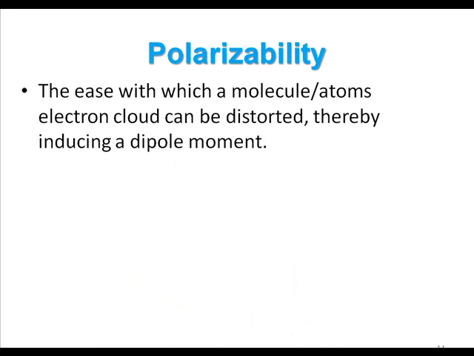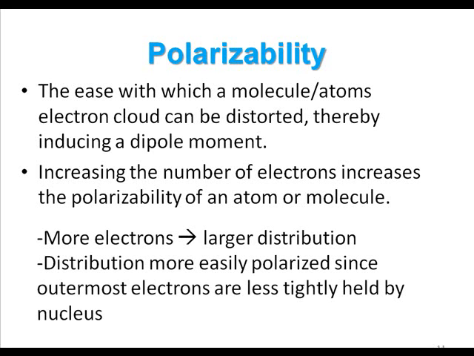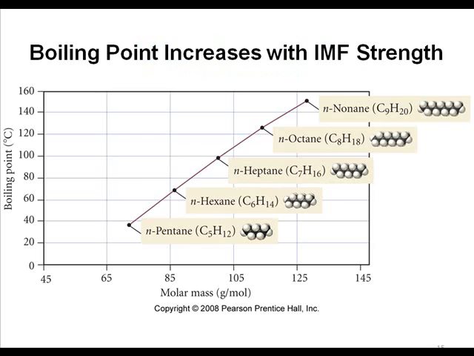So the polarizability is based upon the idea that, again, an increasing number of electrons makes it easier, more likely, that you're going to get a momentary polarization. So more electrons, larger distribution, more easily polarized because they're less tightly held and there's more of them. Again, you can think about the dance floor with a few dance couples versus a large number.